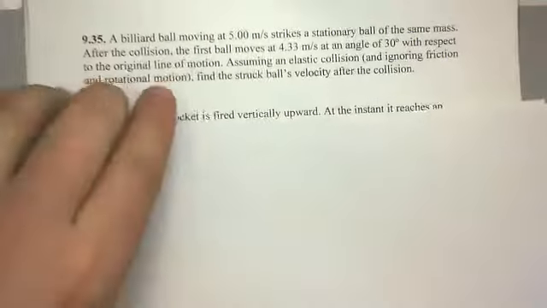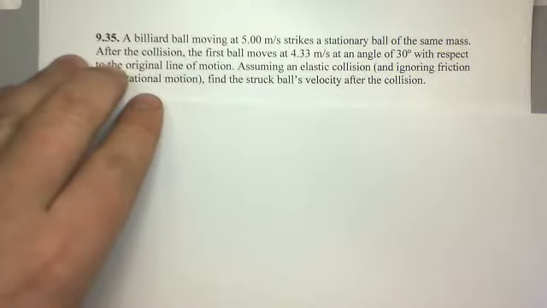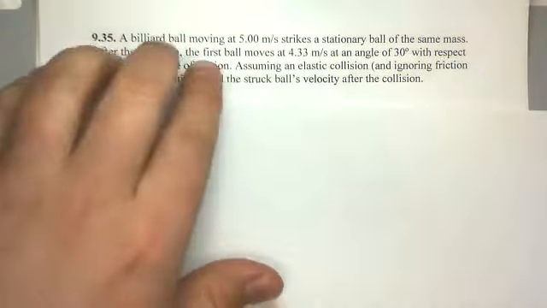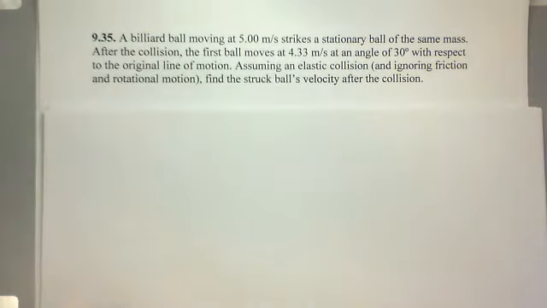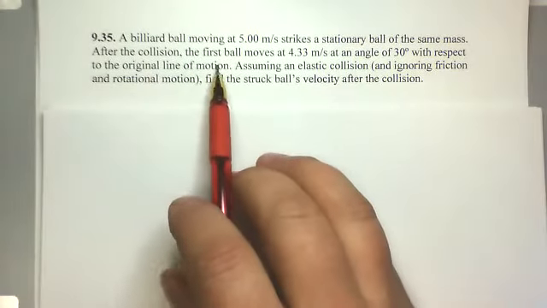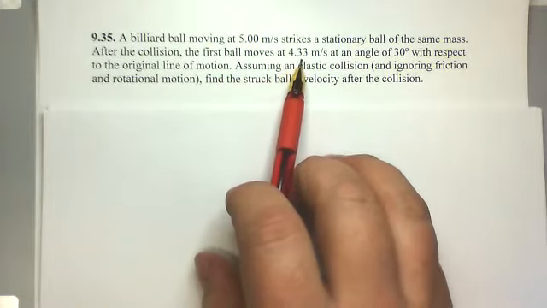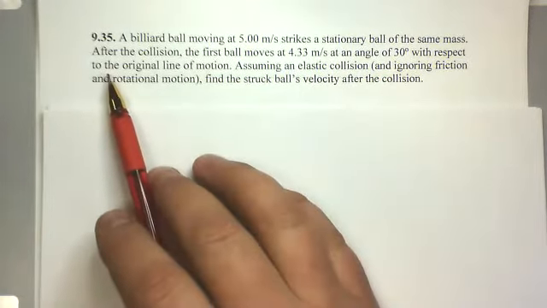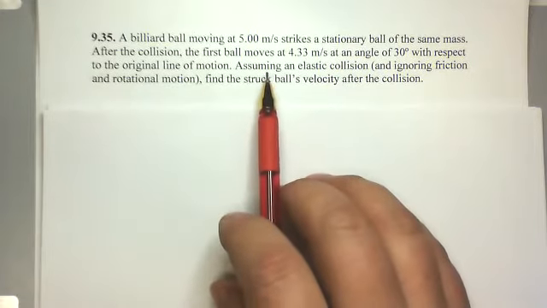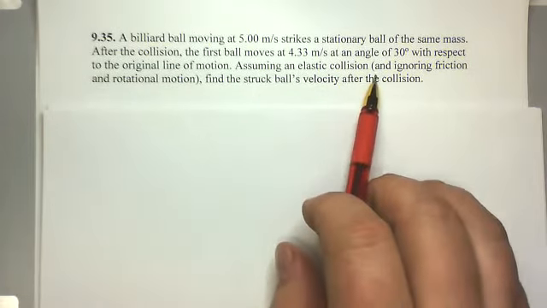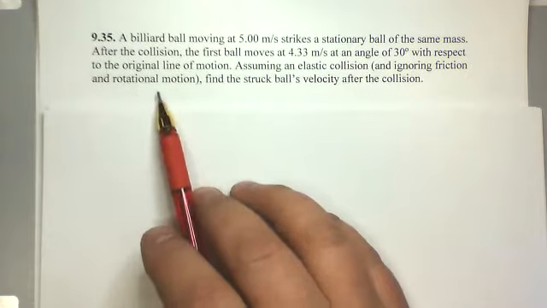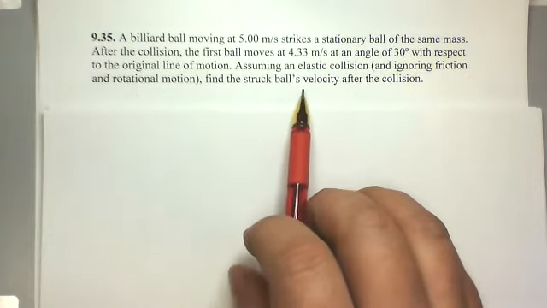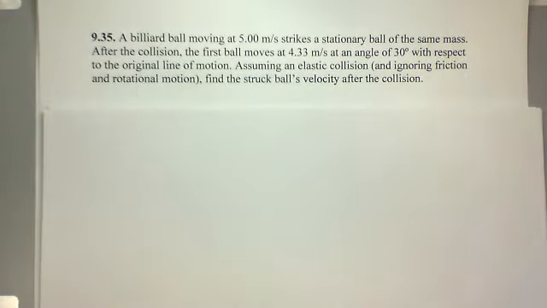So the problem is as follows. A billiard ball moving at 5 meters per second strikes a stationary ball of the same mass. After the collision, the first ball moves at 4.33 meters per second at an angle of 30 degrees with respect to the original line of motion. Assuming an elastic collision and ignoring friction and rotational motion, find the struck ball's velocity after the collision.